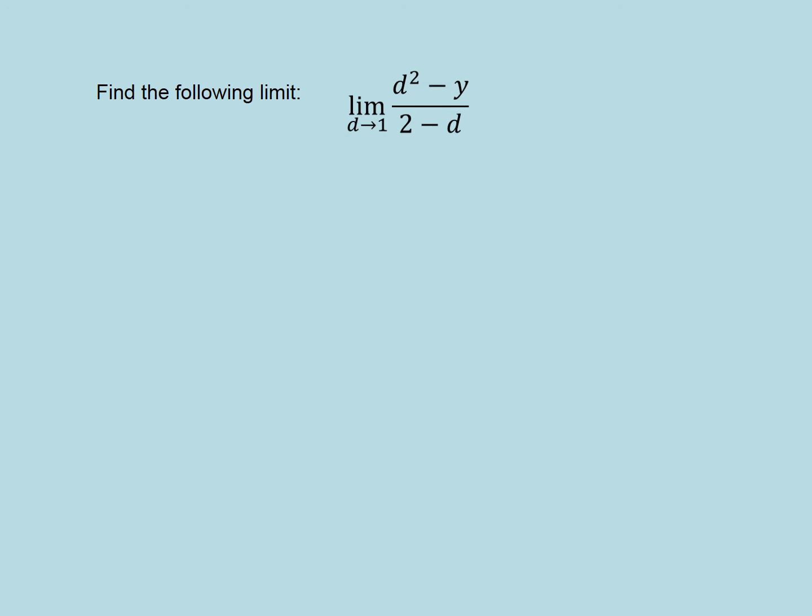So the idea behind this problem would be, if I have the limit of d squared minus y over 2 minus d as d approaches 1, I could directly substitute 1 in for the value of d. So I would have this. That would be the value of this limit.